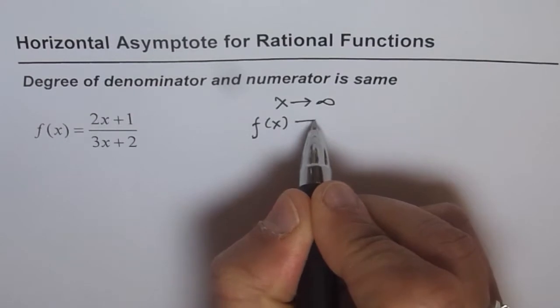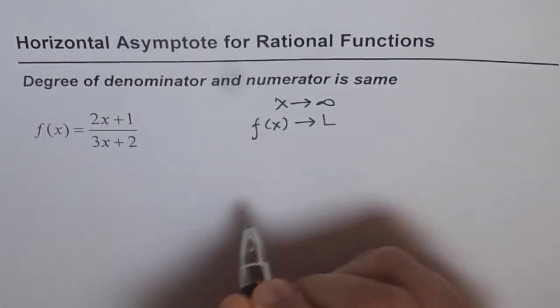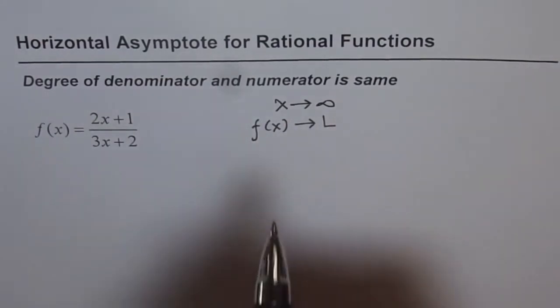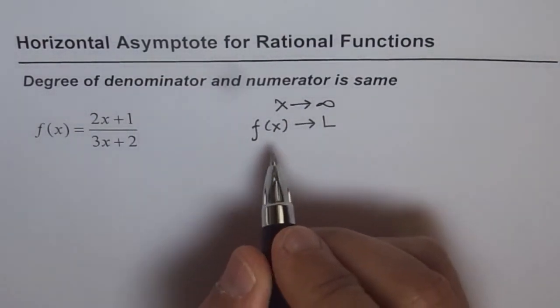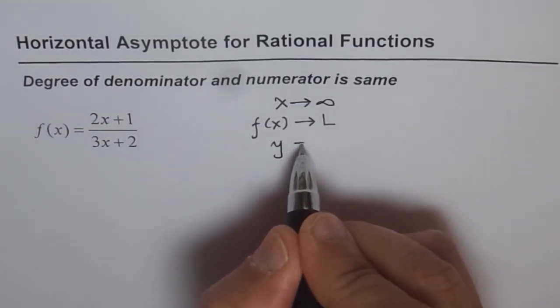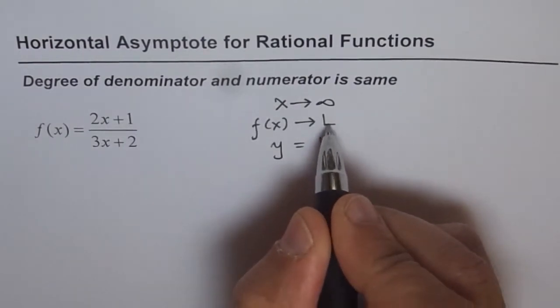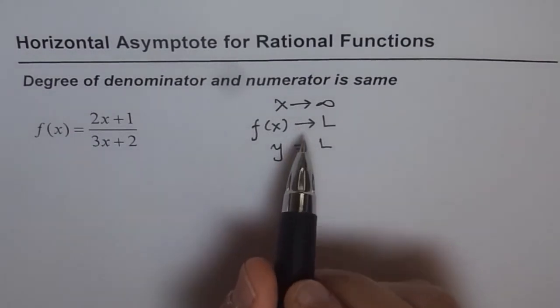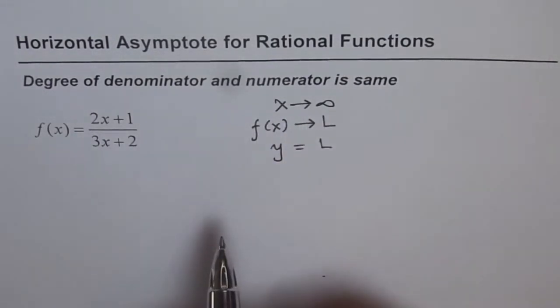So if f of x approaches a fixed value, then we say that the horizontal asymptote exists, and the equation of the horizontal asymptote will be y equals L, the value which the function is approaching. Now this is when x is approaching positive infinity.